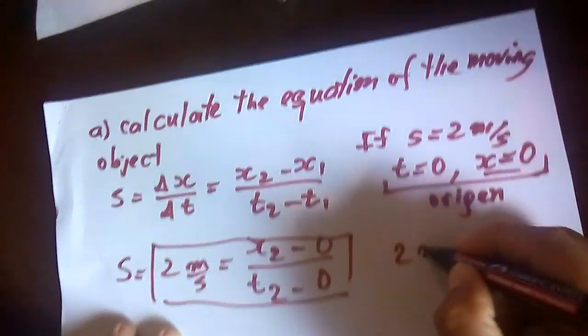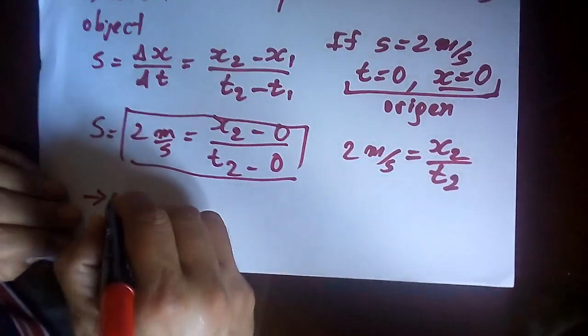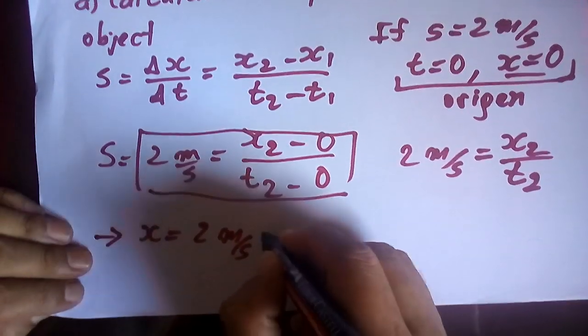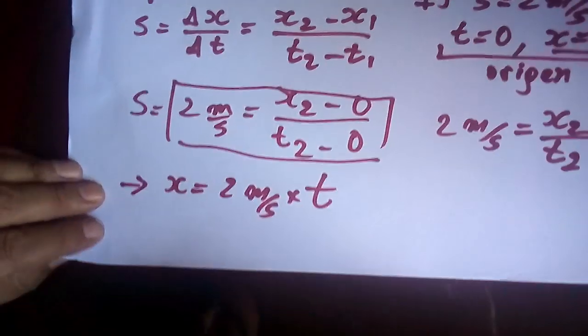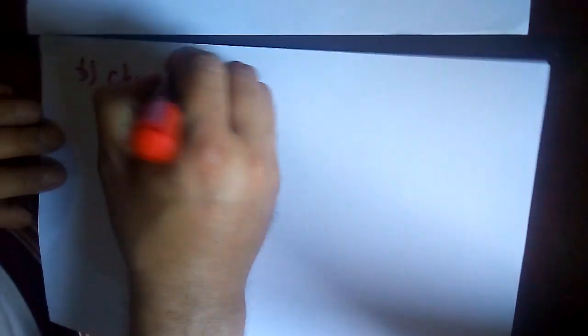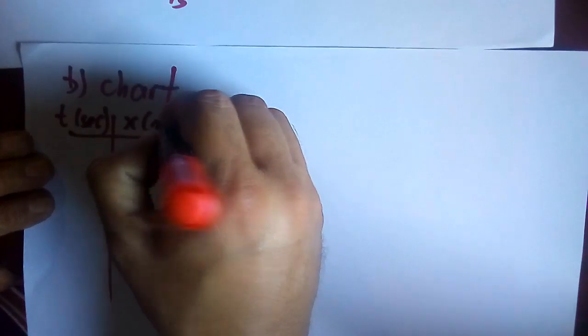I solve this equation and I get 2 meters per second is x2 over t2, and from here we get that x, in general, x is 2 meters per second times my time. That is my formula. Once I have the formula, I prepare a chart. Remember that in the chart, my time is measured in seconds and my position is measured in meters.